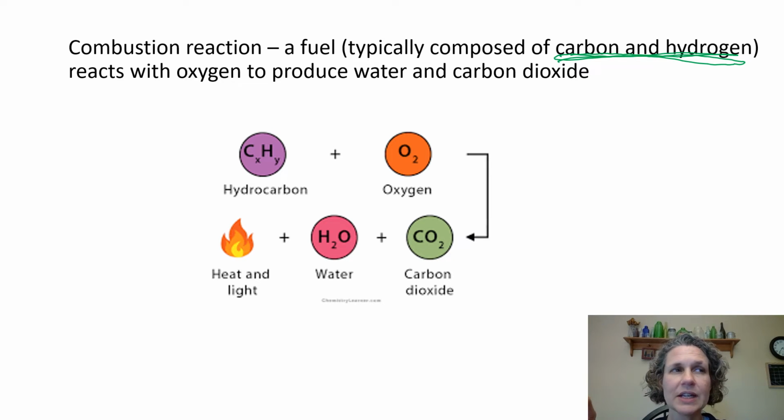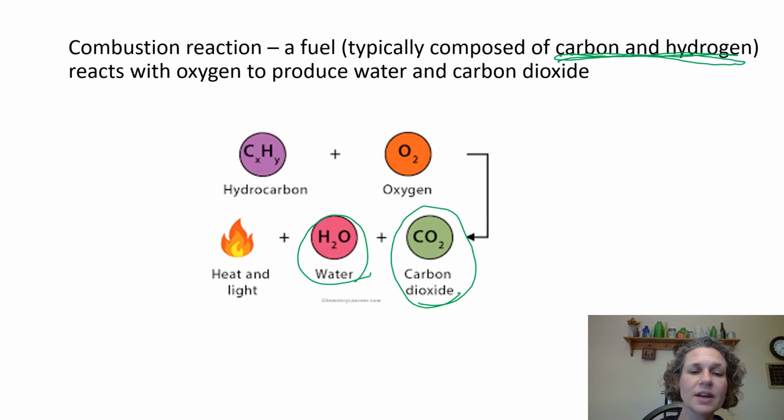Combustion reactions are really easy to recognize because they always produce the same products. The two chemical products are water and carbon dioxide. You'll also get light and heat. I mean, it's combustion, so there's going to be more than that. But in terms of chemicals, those are going to be the two compounds that are produced.